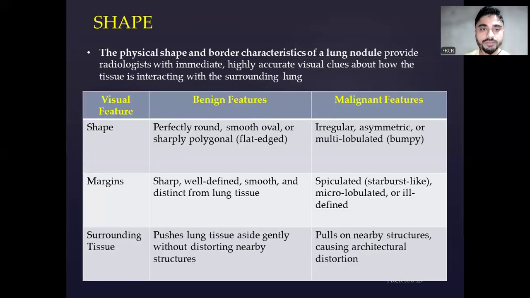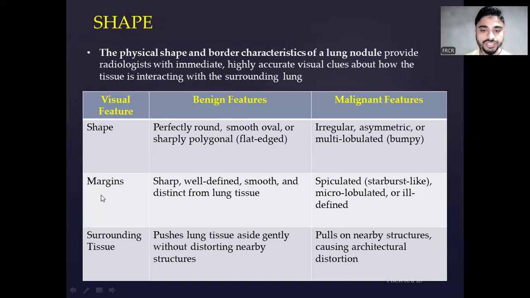Coming to the next parameter, that is shape. What is the physical shape of the lung nodule? What are the border characteristics that will define whether the lung nodule has a higher chance of malignancy or not? We will first discuss the shape, then margins, and then surrounding tissue. Which shape will define benign features and which shape will define malignant features? We all know that if the lung nodule is irregular, asymmetric, or multilobulated, then these features will favor malignancy. If the lung nodule is perfectly round, smooth, oval, and sharply polygonal, then that will favor benign nature of the lung nodule.